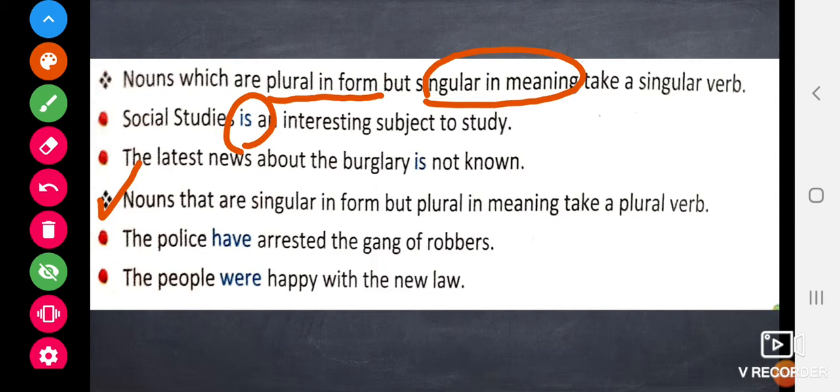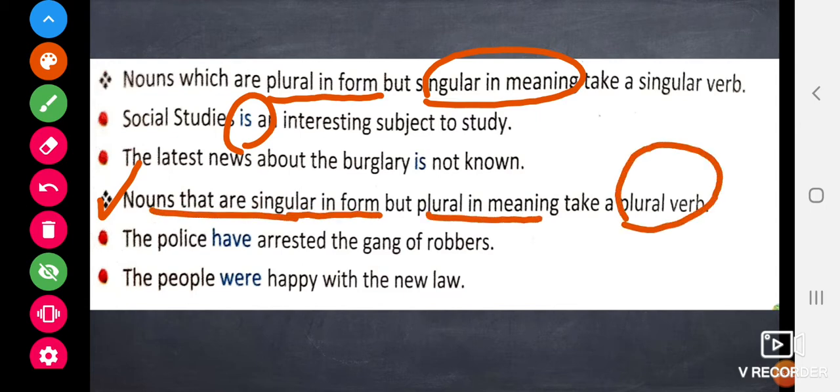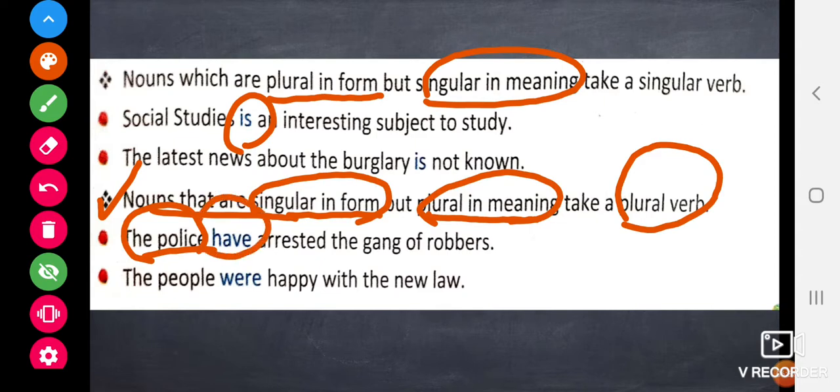The next rule, nouns that are singular in form but plural in meaning take a plural verb. Look at this example. The police have arrested the gang of robbers. Here the police is singular in form because there is no S after police, but it is plural in meaning as it is referring to the entire police force. That's why the verb here is also plural.